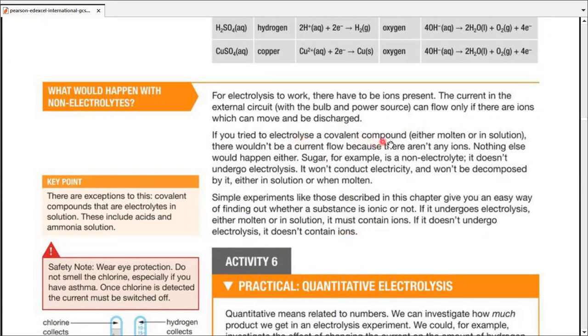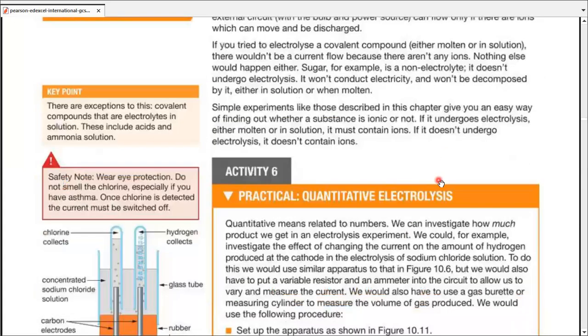If you try to electrolyze a covalent compound, either molten or in solution, there would be no current flow. As there is no current flowing, the bulb won't light up. There won't be any reactions. There won't be any electrolysis.